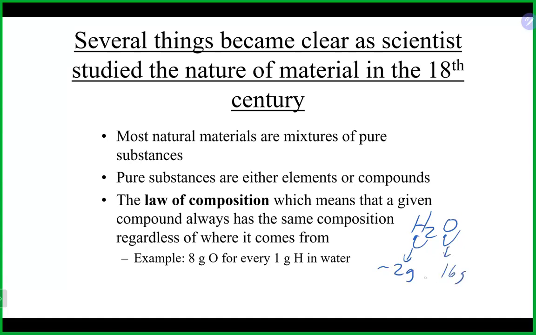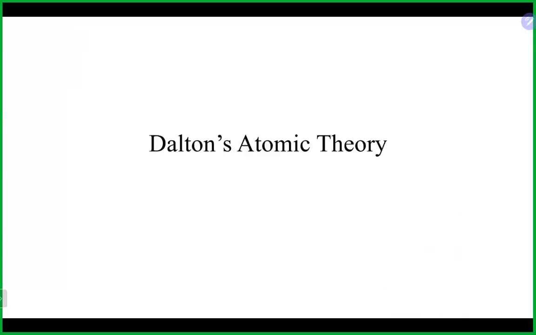And that means that for every 1 gram of hydrogen, if you divide 16 by 2, you get about 8 grams of oxygen present in every water that you make. So there's always the same ratio, if you will, of the mass of one element to another. That's what is sometimes referred to as the law of composition. Again, you get that really just by dividing them by 2, right?